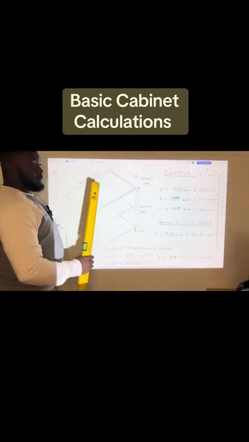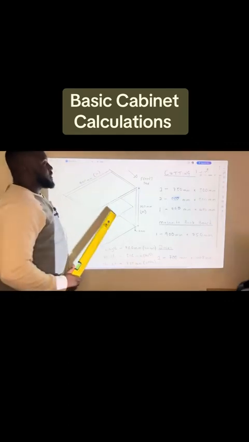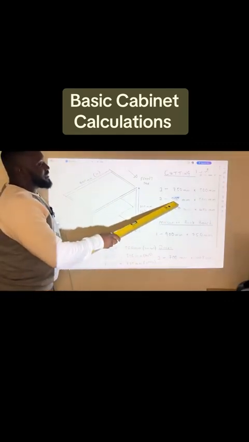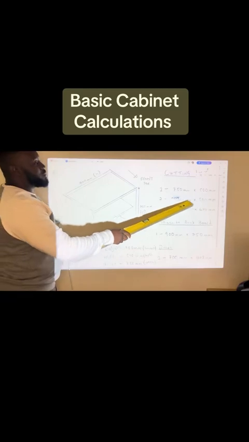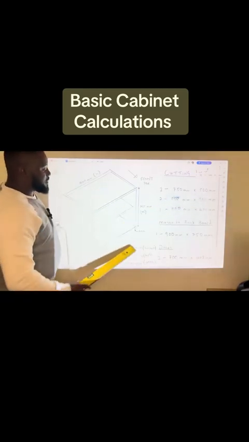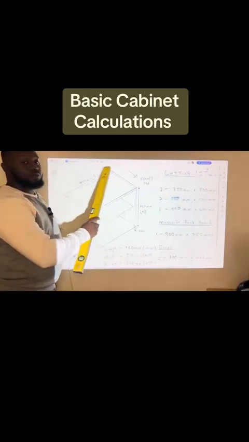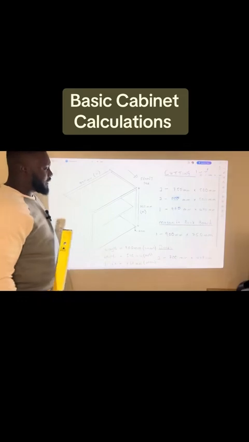So we know now that my top and bottom panels have to be 868 by 500, which means if you add 868 plus 16 plus 16, it's going to give you the whole dimension of the whole cupboard. All right.